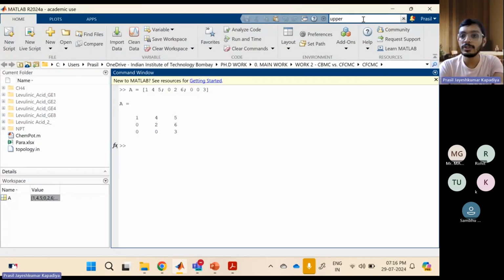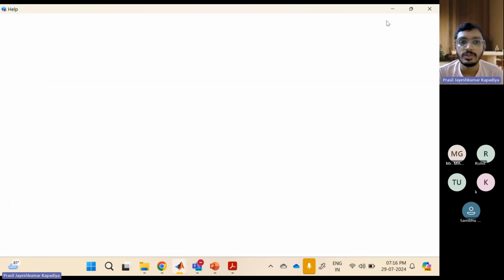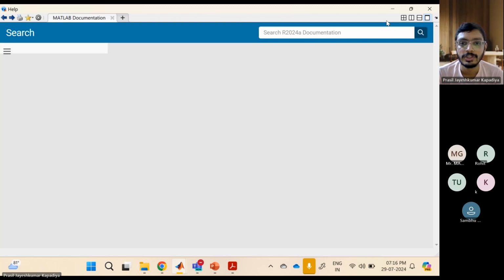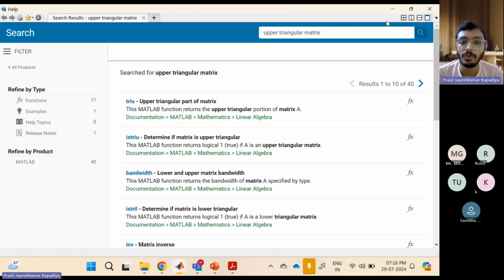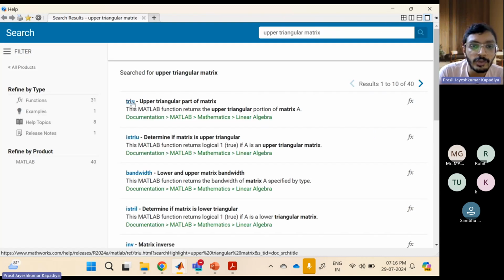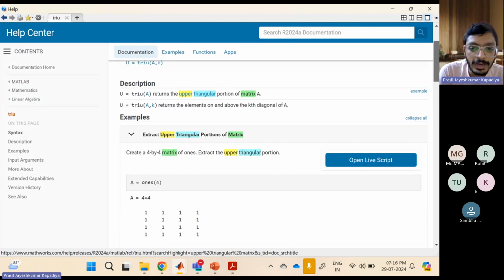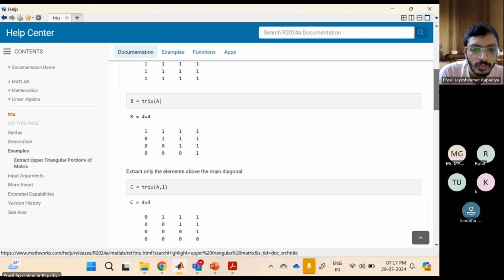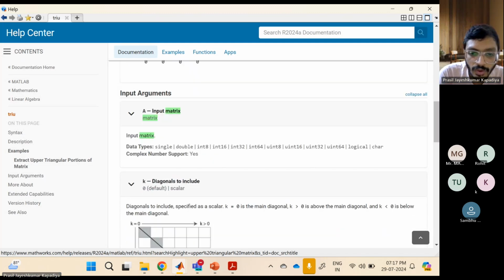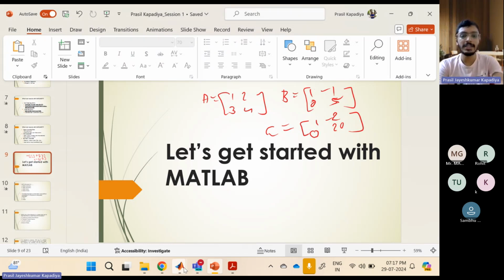Let me check. One more thing from this question: this is the search tool. You can search something. I will write upper triangular matrix, and it will give me something. So from here we can learn something that we don't know. Okay, triu. Okay, very good. And thank you, because of you I am learning this. When I write triu, what is this triu doing?